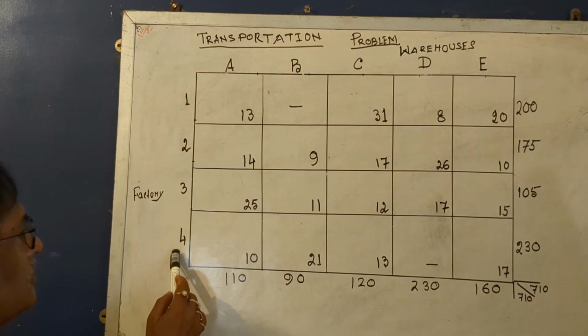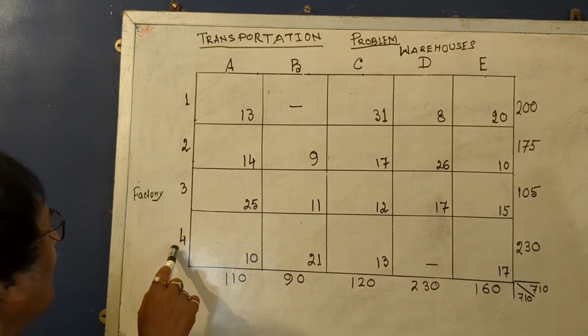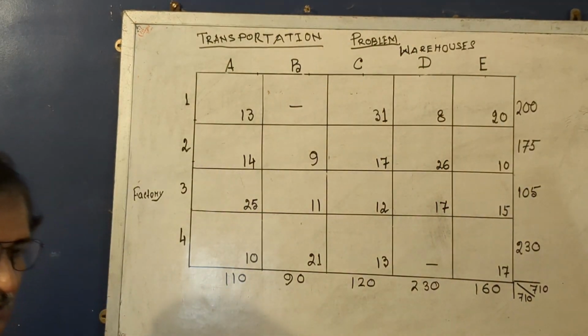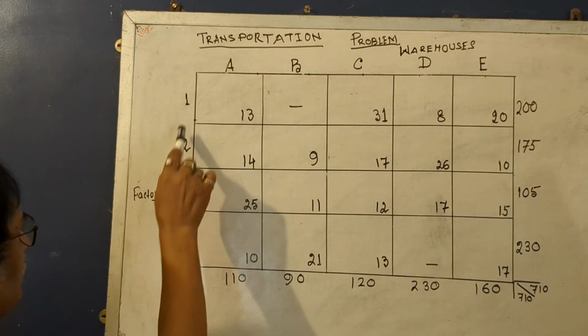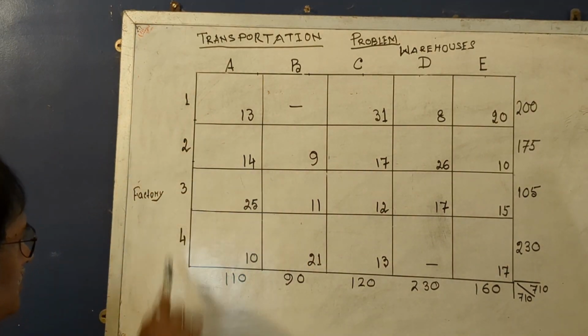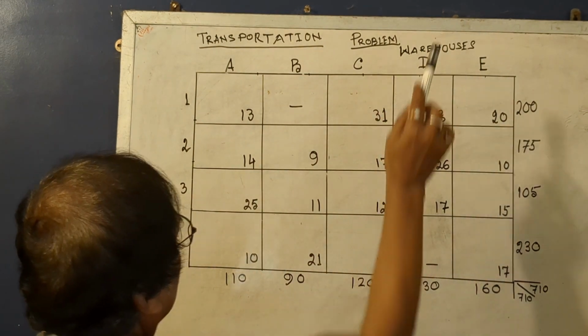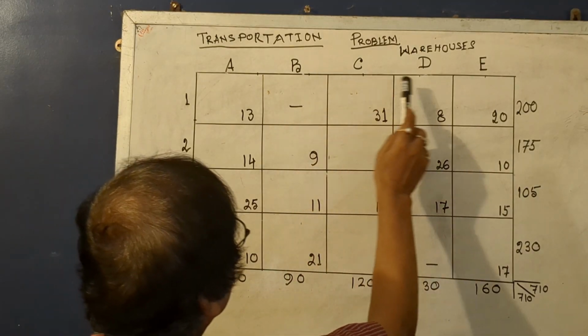And another blockade is also there, from the fourth factory or source. You cannot shift any product to D warehouse. Again, I am briefing the problem. This is the transportation problem. Four factories are producing products, and all the products have to be shifted to these warehouses. Five warehouses are there, A, B, C, D, E.